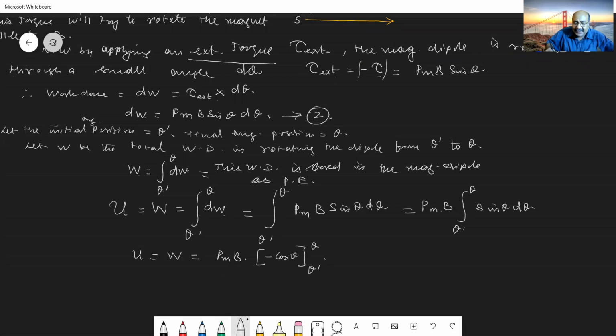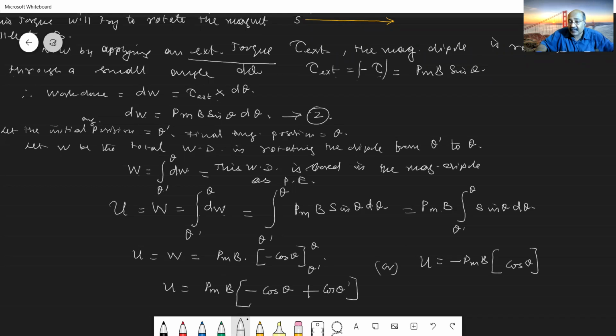So you apply the limit. The total potential energy is equal to Pm into B, applying the upper limit, minus cos theta, minus of minus, plus cos theta dash. Or you can also write it like this: potential energy equal to, taking the minus outside, minus of Pm into B into cos theta from theta dash to theta. So I can write minus of Pm into B into, upper limit cos theta minus lower limit cos theta dash.